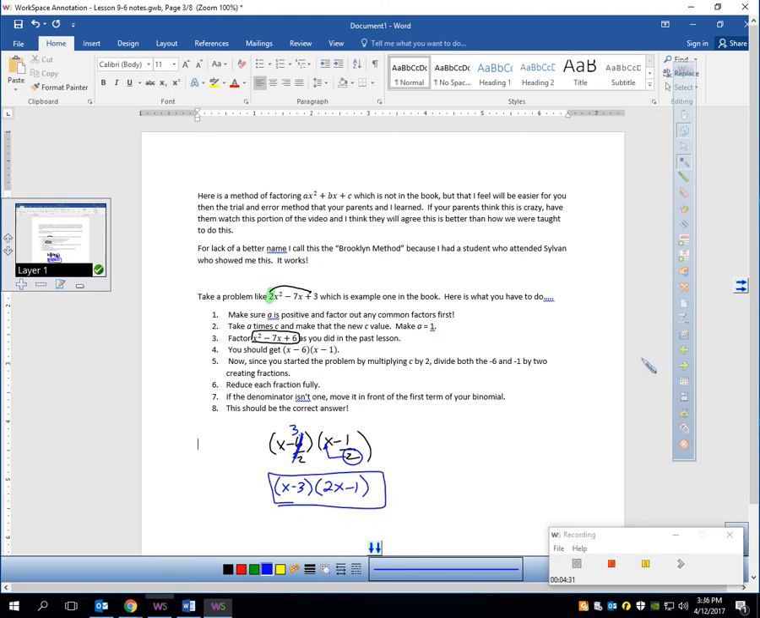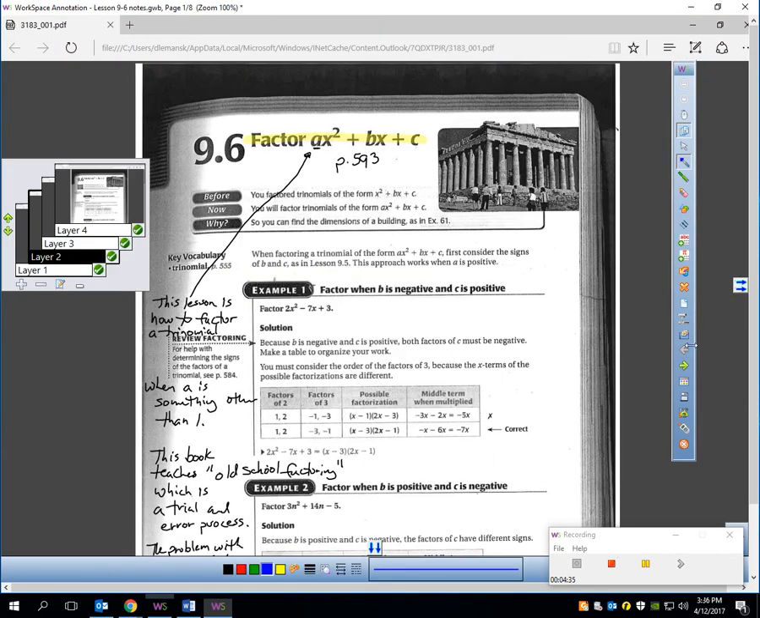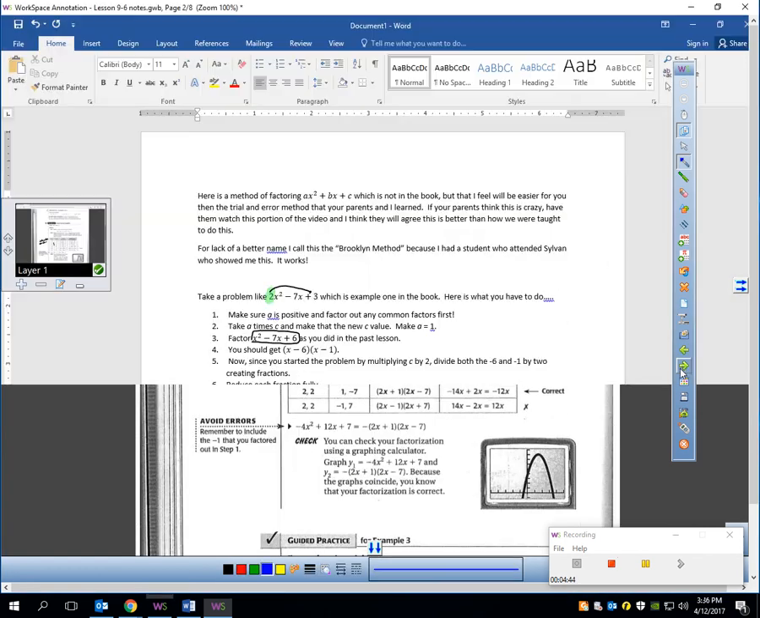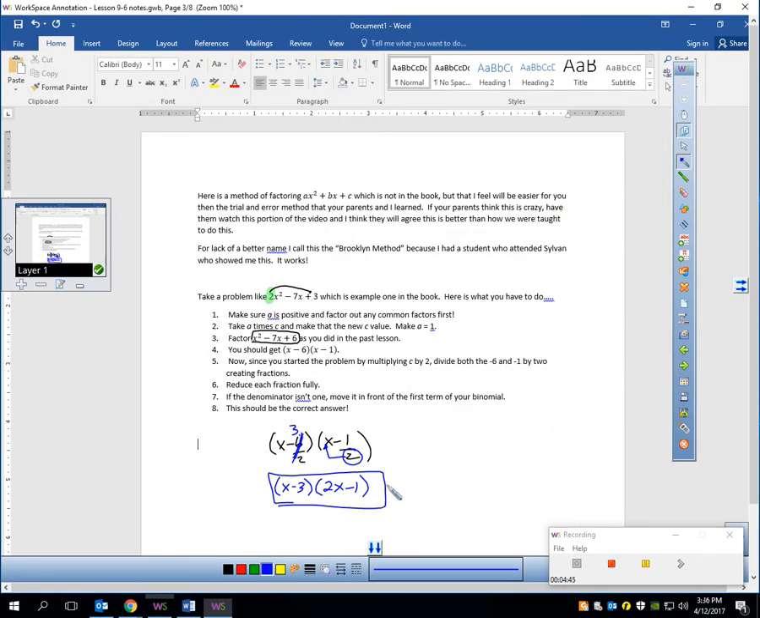Now, if you look in the book at that same practice problem, which I'm going to try to go back and get to, there's the answer. It's x minus 3, 2x minus 1, just like I got. Okay?